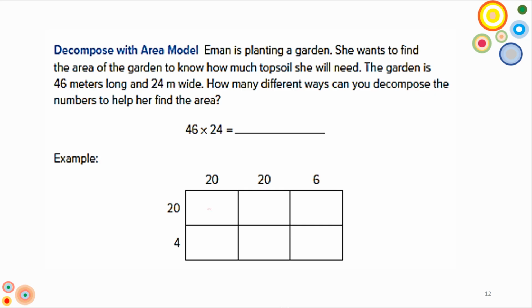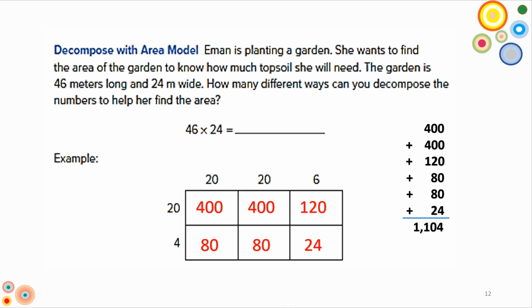20 times 20, it will be 400. 20 times 20, another 400. 20 times 6, 2 times 6, 120. Okay, 4 times 20, 80. 4 times 20, another 80. 4 times 6, 24. 400 plus 400 plus 120 plus 80 plus 80 plus 24. Sum of all of these products to get 46 times 24. So it gets us, yes, 1,104.